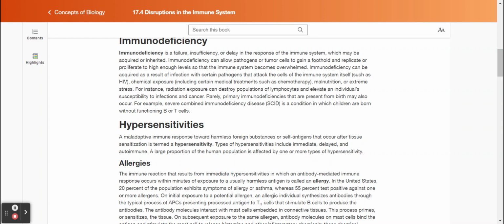Immunodeficiency can be acquired as a result of infection with certain pathogens that attack the cells of the immune system itself, such as HIV, chemical exposure, including certain medical treatments such as chemotherapy, malnutrition, or extreme stress. For instance, radiation exposure can destroy populations of lymphocytes and elevate an individual's susceptibility to infections and cancer. Rarely, primary immunodeficiencies that are present from birth may also occur. For example, severe combined immunodeficiency disease, or SCID, is a condition in which children are born without functioning B or T cells.